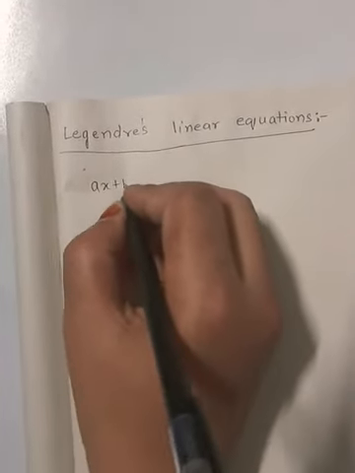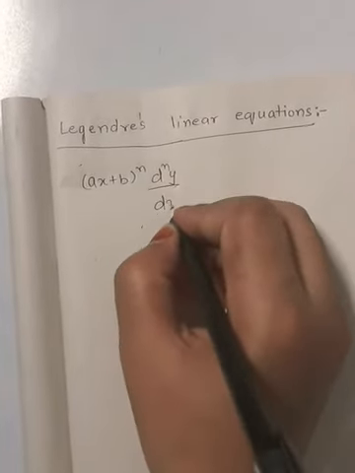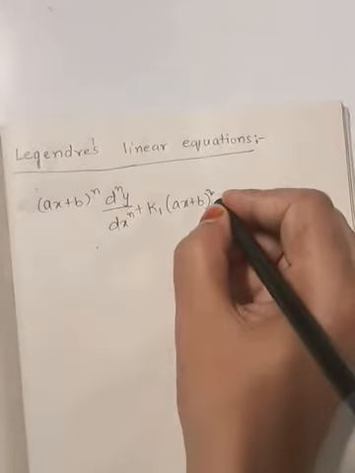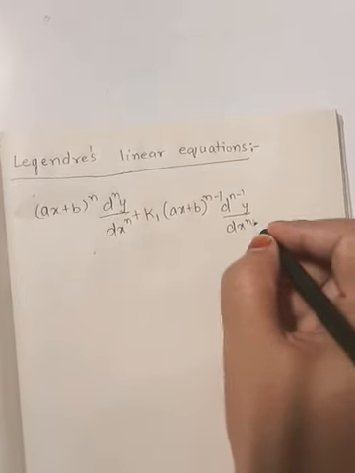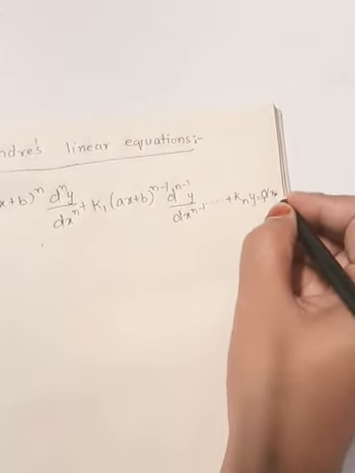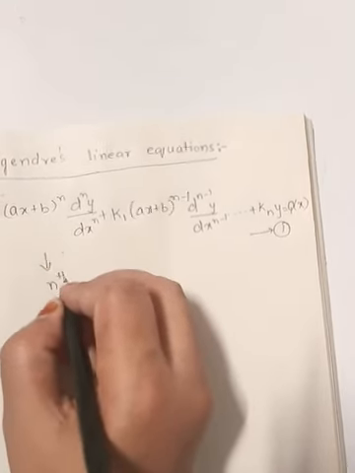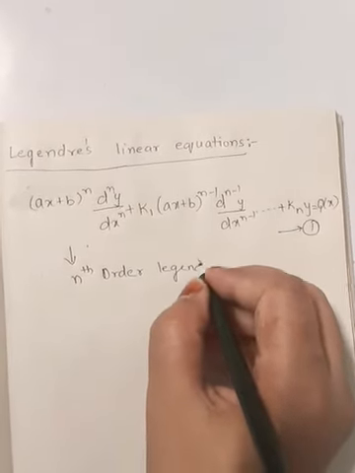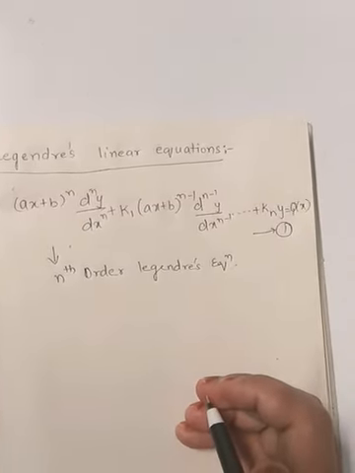The equation of the form (ax + b)^n d^n y/dx^n + k1 (ax + b)^(n-1) d^(n-1) y/dx^(n-1) + and so on + kn y = Q(x). This is our equation number 1 and it is said to be the nth order Legendre's equation.